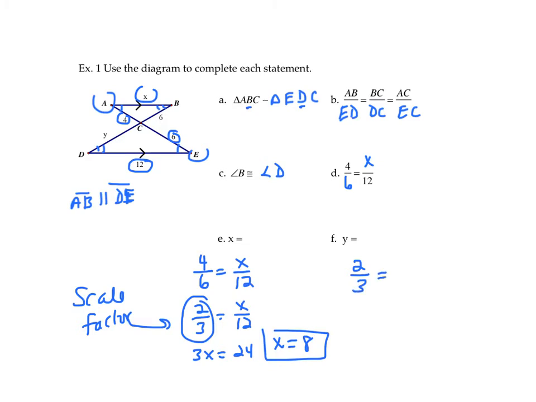So check out where y is. Y is the length of DC in here. So that's going to go in the denominator. And BC is the segment that corresponds to that. I'm using this ratio right here. So BC is 6, and it corresponds to DC, which is y, and that's equal to our scale factor. So cross multiply, you get 2y is equal to 18, or y is simply equal to 9.